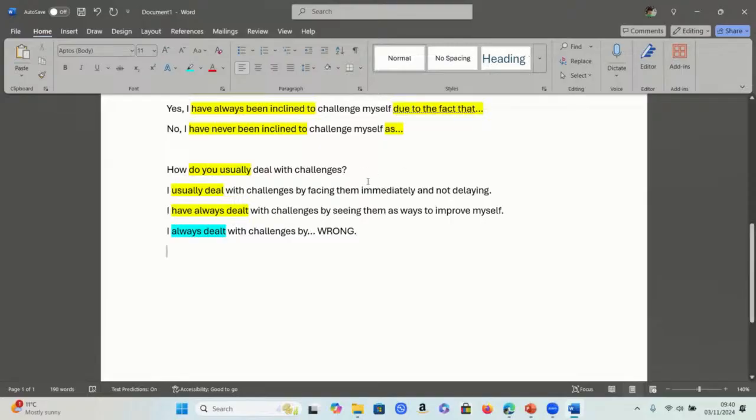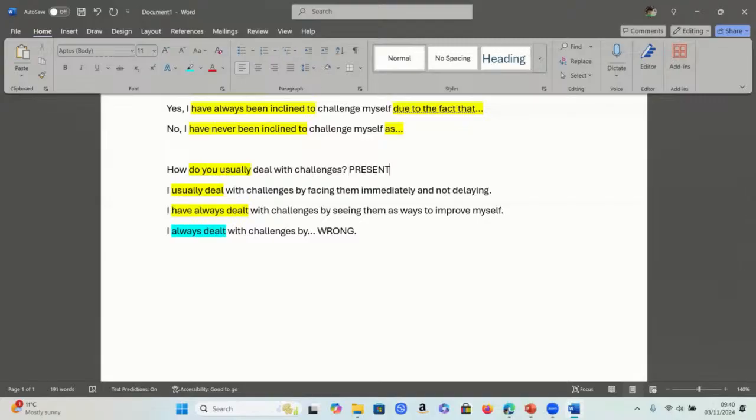So again, how do you usually deal with challenges? I have always dealt with challenges by... So therefore, they're testing your present simple. In the first answer, you give them present simple and he says, okay, he knows present simple. Well done, you should do. But if he's testing present simple and you give him a present perfect answer, he's saying, all right, he's better than just giving me present simple. He knows present perfect. The point being that the question is present.